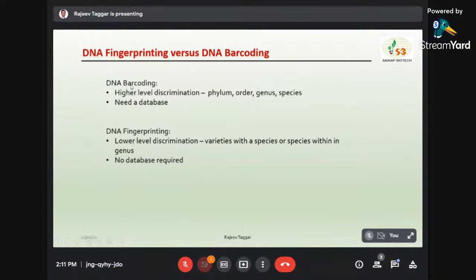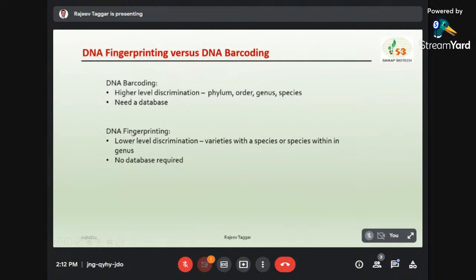Now, when we talk about DNA barcoding, we are talking about higher level discrimination. So normally DNA barcoding is good for looking at the phylum level, order level, genus level, and the species level. So at the higher levels. DNA fingerprinting is at the lower level. Lower level means variety within a species or species within a genus. So we use DNA fingerprinting normally for varieties within a species or species within a genus, but not beyond genus. If you want to go beyond genus, you really have to do DNA barcoding. And secondly, the concept is very different.